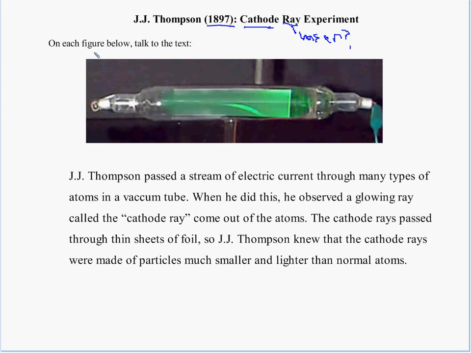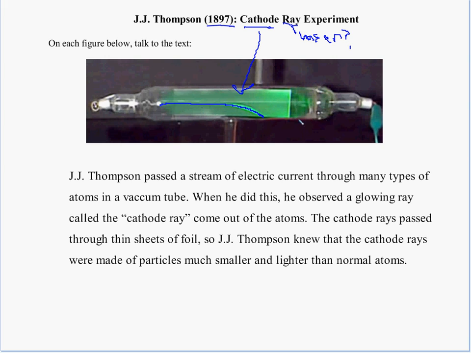I don't know. Okay. On each figure below, talk to the text. Hello, text. How are you? What are you doing Friday? You want some pizza? No, not like that, you silly goose. We want to annotate. So on this figure, I'm thinking maybe this right here. I'm going to outline it. Maybe this is the cathode ray, because it looks like a laser essentially.